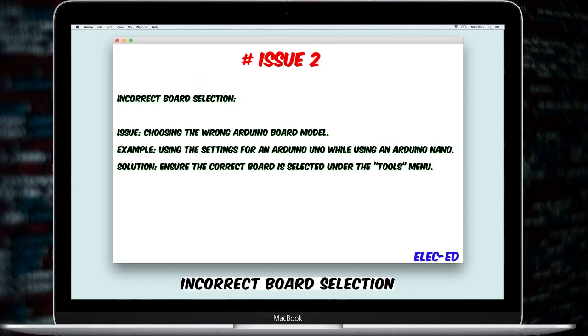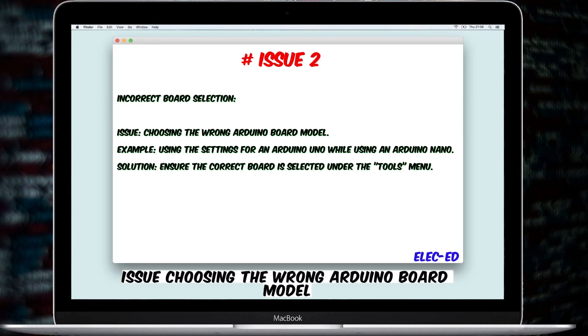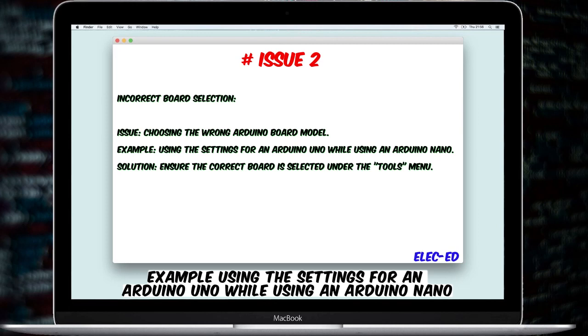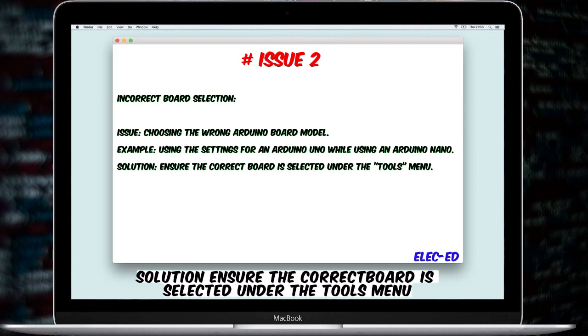Issue 2. Incorrect board selection. Issue: choosing the wrong Arduino board model. Example: using the settings for an Arduino Uno while using an Arduino Nano. Solution: ensure the correct board is selected under the Tools menu.